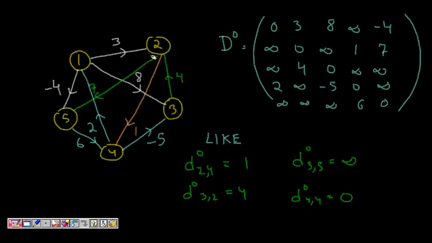If say node 2 and 4 are connected, and let's say which are not connected, 3 and 5 are not connected, so it is infinity here. Okay, so this is the adjacency matrix representation.